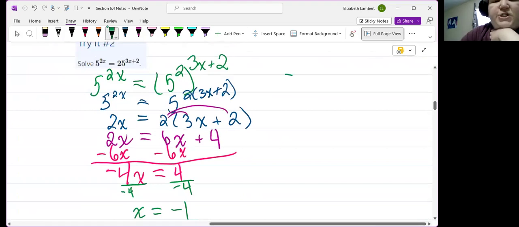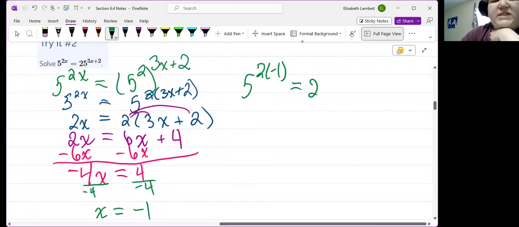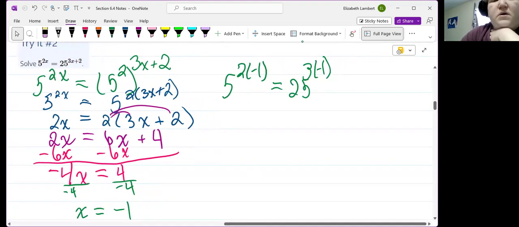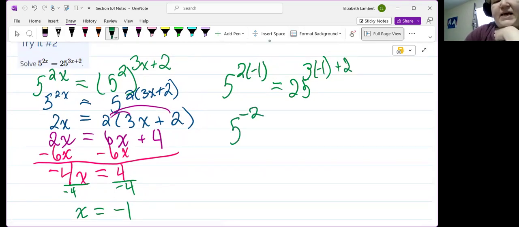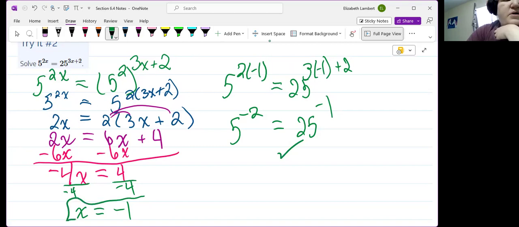So back to our very original problem. 5 to the 2 times negative 1 is supposed to equal 25 to the 3 times negative 1 plus 2. So this is 5 to the negative 2nd, and this is 25 to the negative 1st. So 5 to the negative 2nd is 1 over 5 squared. 5 squared is 25, so 1 over 25. 25 to the negative 1 is 1 over 25. This does work. x equals negative 1 is our solution.